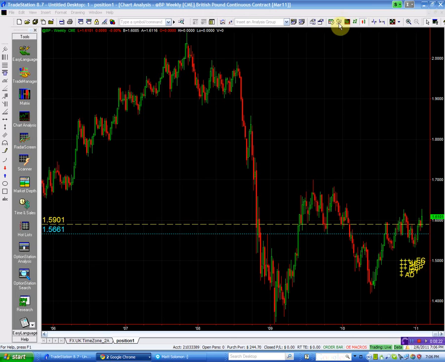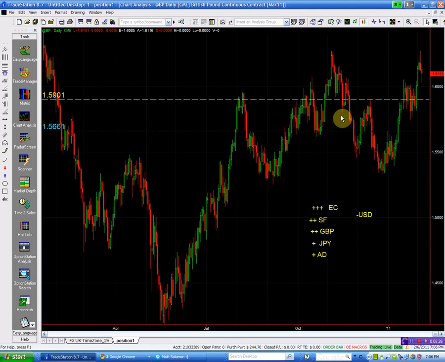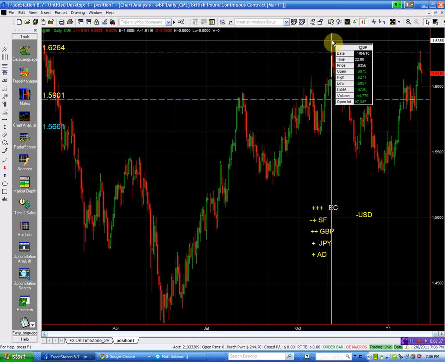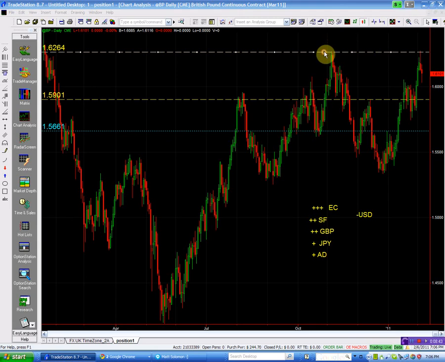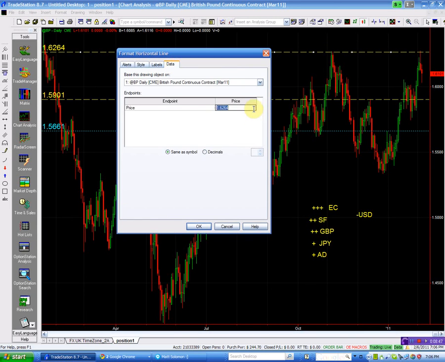If you look at the daily British pound, you can see that the picture is not as positive as what we have on the weekly chart. The picture on the weekly chart is actually much more positive than the picture that we have on the daily chart for the British pound.